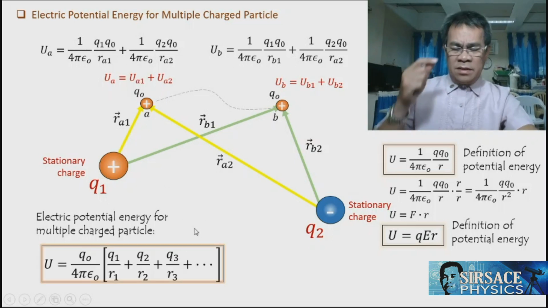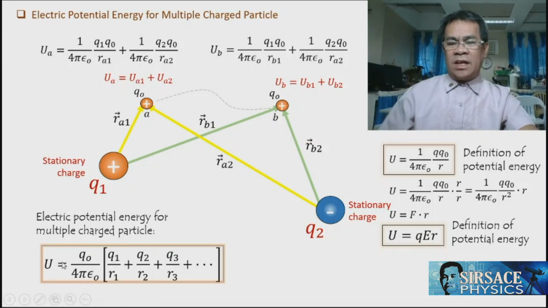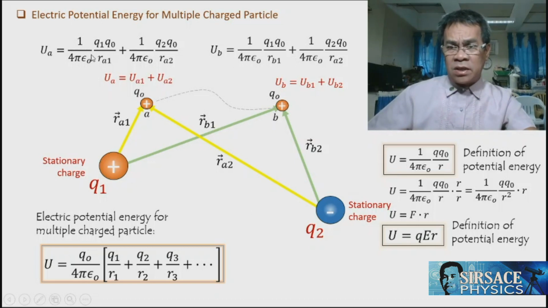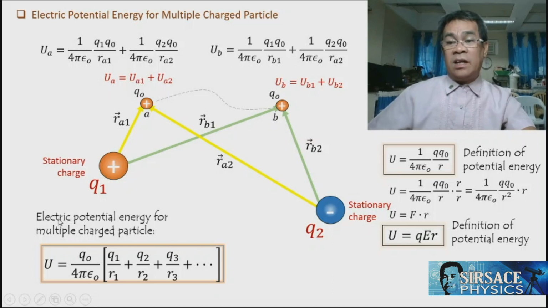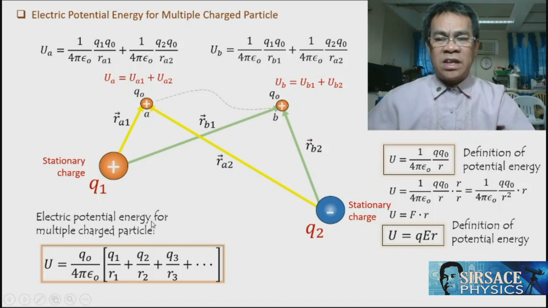So therefore, in short, for the potential energy of a multiple charge system, take note that this is common, so we can take it out. Common is the Q naught over 4 pi permittivity, leaving Q1 over RA1, and Q2 over RA2. If there are charge 3, Q3 over R3, plus Q4 over R4, and so on. So this is the formula for multiple charge particles in calculating electric potential energy.